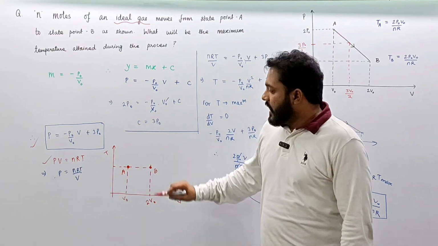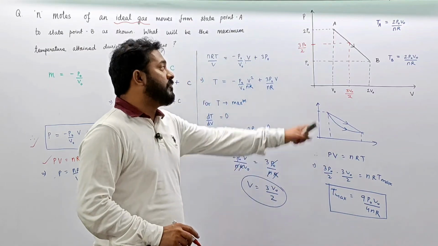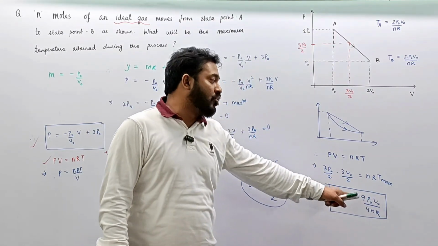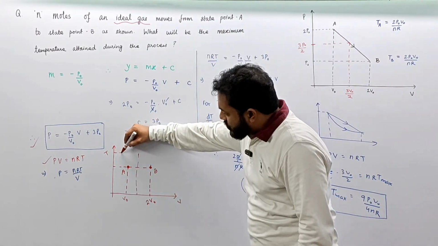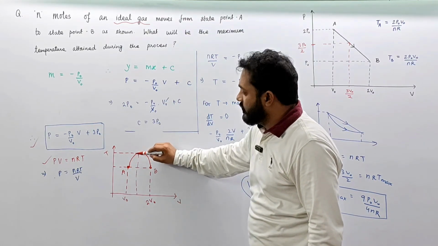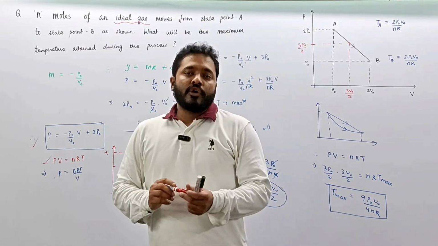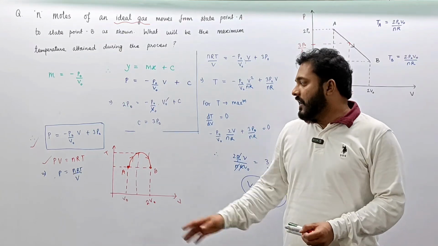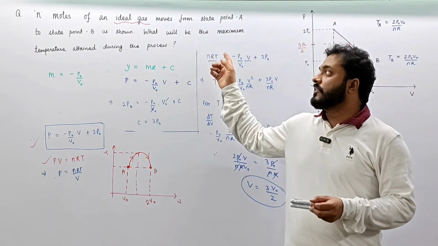and in between it attained a temperature which is greater than 2 P naught V naught by nR, which is 9 P naught V naught by 4 nR, that is 2.25 P naught V naught by nR. So we have a maximum temperature over here, and then we can join the curve like this to obtain the curve for temperature volume graph, which is going to look like this. So the maximum temperature in this problem is 9 P naught V naught by 4 nR, and this is the graphical representation of the same. So this is how we solve this interesting problem.